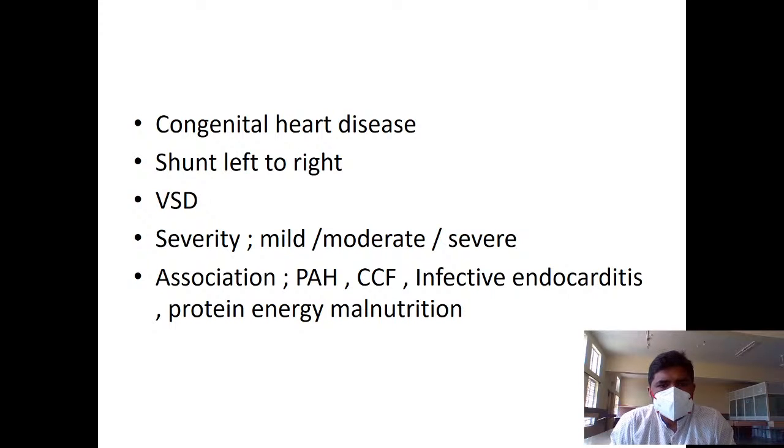Then are there any associations like pulmonary arterial hypertension, CCF, infective endocarditis, protein energy malnutrition? No, this child is not having any pulmonary arterial hypertension. So how will you figure out pulmonary arterial hypertension from the history? One thing is percussing the left second intercostal space. Normally the left second intercostal space is resonant in nature. If it becomes dull, then suspect pulmonary arterial hypertension. Then look at the second heart sound. If there is a normal physiological split, then PAH is unlikely. If the second heart sound becomes single and loud, then there is a possibility of PAH.